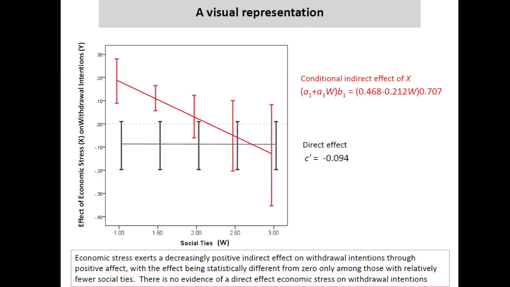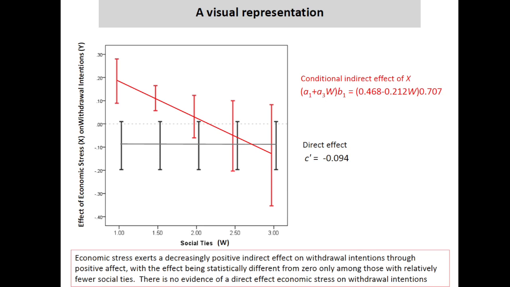Here's a visual representation of the direct and the indirect effects in this model. What I've done here is the line is the effect. I put social ties on the bottom. That's the moderator. Here's the effect, and it's either a direct or an indirect effect, depending on the color. The gray is the direct effect, and then I've added the endpoints of a confidence interval.